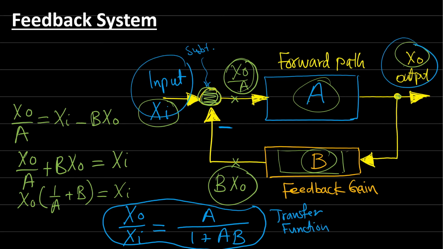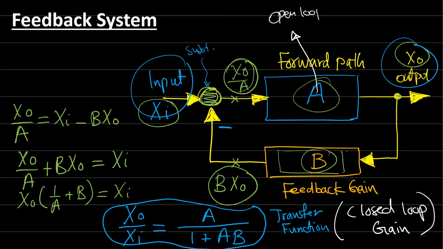The relation between the input and the output is what? It is the closed loop gain. And here A is the open loop gain, and B is the feedback gain only. But the closed loop gain, output over the input, is equal to how much? A over 1 plus A times B.